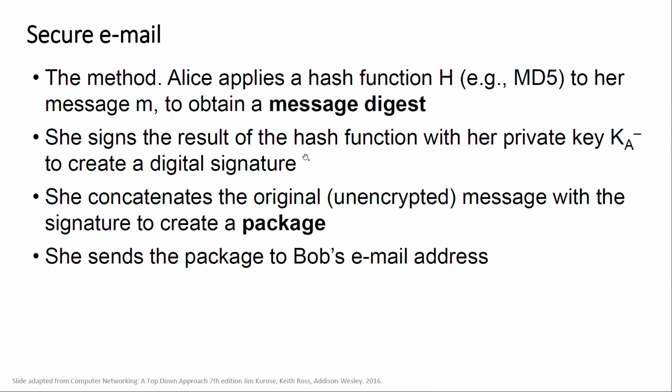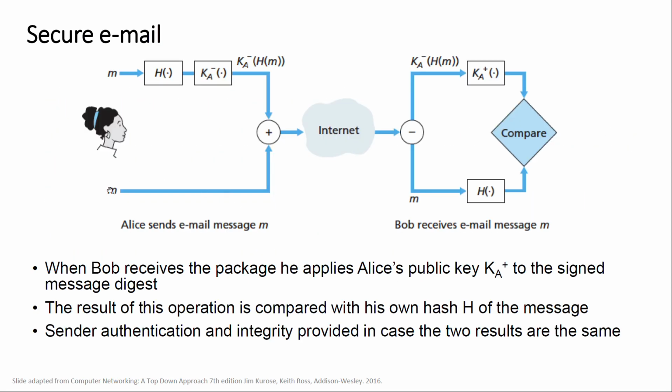She signs the result of the hash function with her private key to create a digital signature. She concatenates the original unencrypted message with the signature to create a package. She sends the package to Bob's email address. So it follows like this. You have the message, you send the message directly, because currently we are not interested in confidentiality. So you send it as plain text. But you also take the hash of this message, and the result is encrypted with Alice's private key.